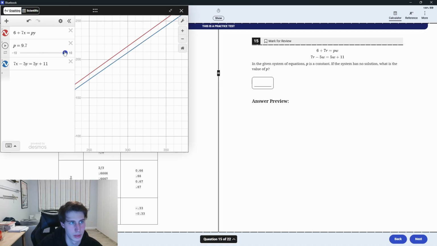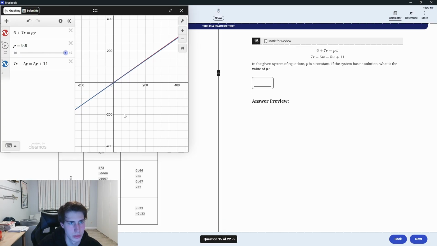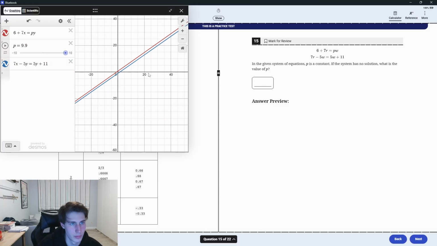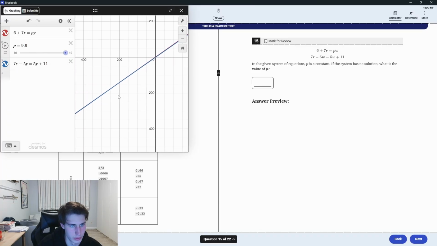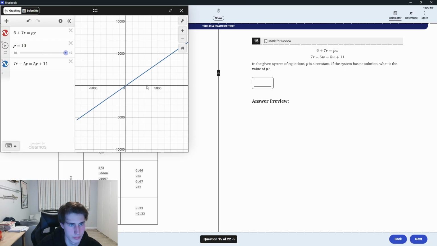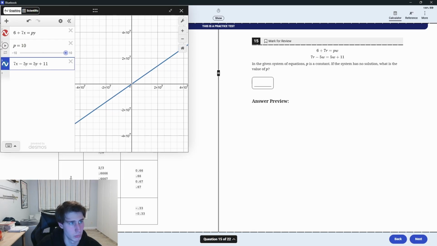And look at that. 10 seems to work out quite well. It's 9.9, they touch here. Right now they touch farther down here, yeah. So at 10 they just never touch, it looks. And we'll zoom out and see if there's any sneaky numbers. Nope, nothing. So P is equal to 10.